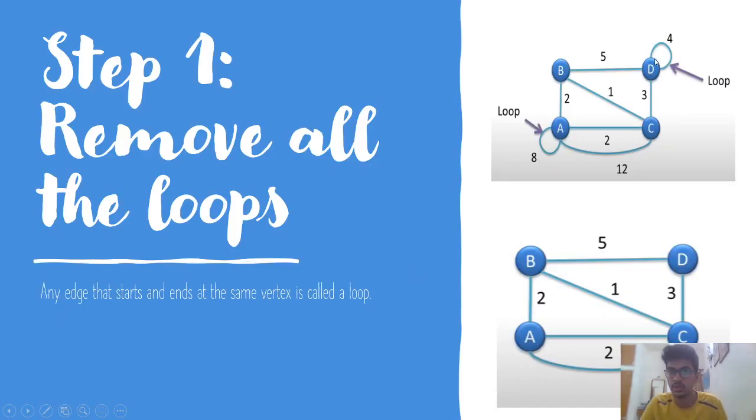So here this is called a loop. Any edge that starts and ends at the same vertex is called a loop. So our first step is to remove all the loops. So this is a loop and this is a loop. In this step we remove the loops, and then we get this spanning tree with no loops, just some vertices and edges and the weighted edges.